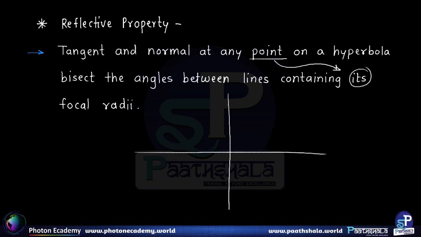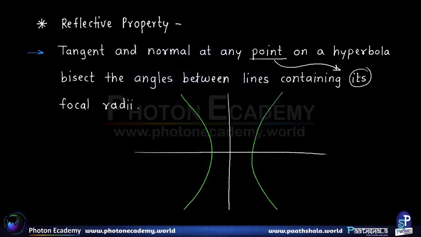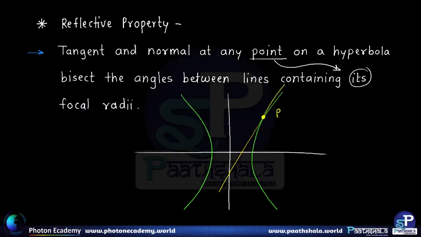Once again I draw a standard hyperbola. Tangent and normal at any point on a hyperbola. So let's consider any point, say P. Let us draw a tangent here. Again, this is not to scale, it's only for understanding purposes. Now we have two foci, shown as S and S dash.